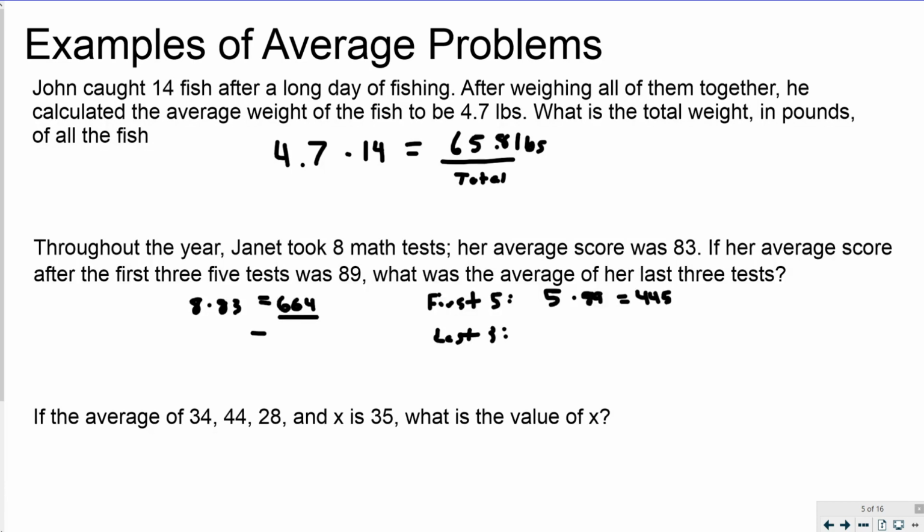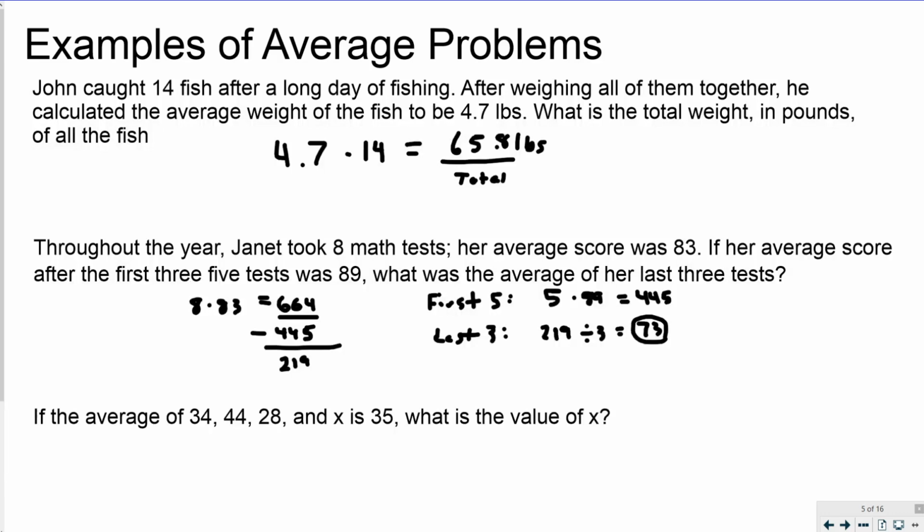We're going to take 445 and subtract it from the 664, and that's going to tell us how many points she has left. So 219 points. For the last 3 tests, she has 219 points, and she needs to divide that among her 3 tests on average. So we take 219 and divide it by 3, and that means her average for the last 3 tests was a 73.